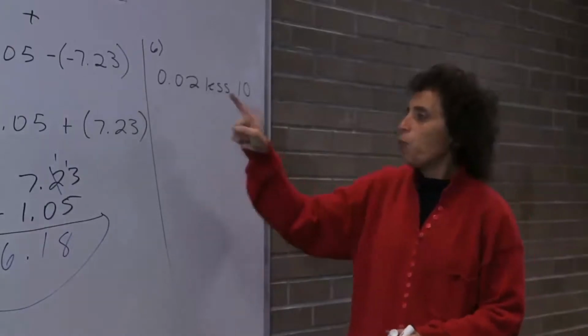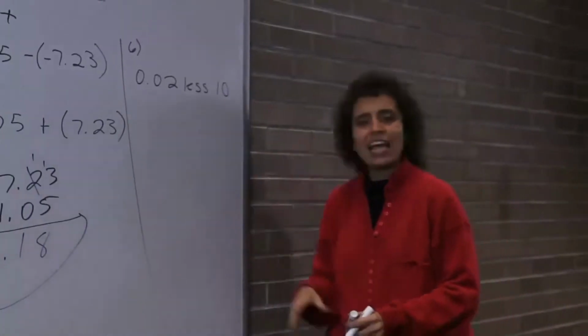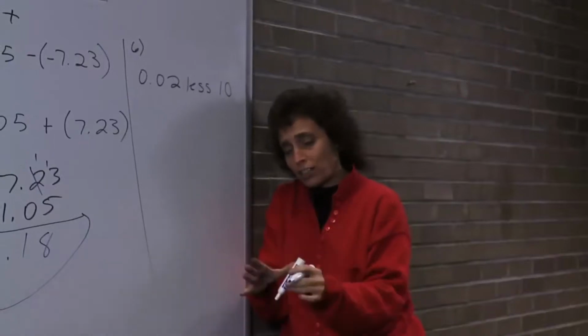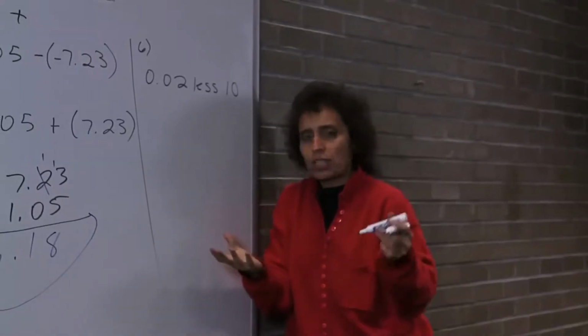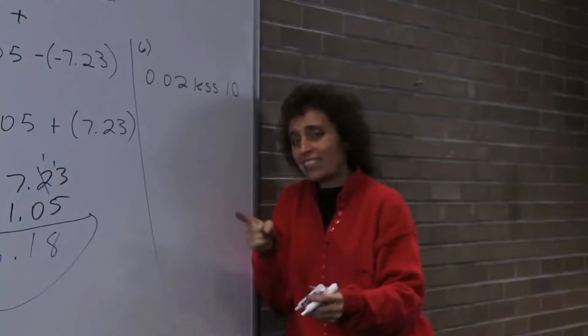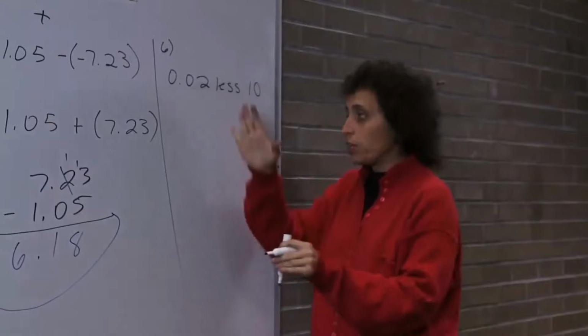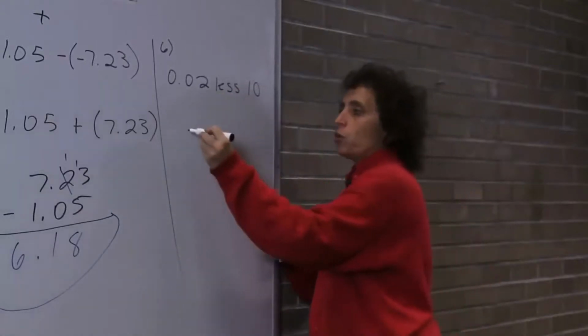Okay. So 0.02 less 10. Less was not a keyword that changed the order. It was a keyword that meant subtraction, but it did not change the order. Do you remember what keywords changed the order? They were less than, the whole phrase less than, and the word from. So unless it's that, we can keep the order. Okay?